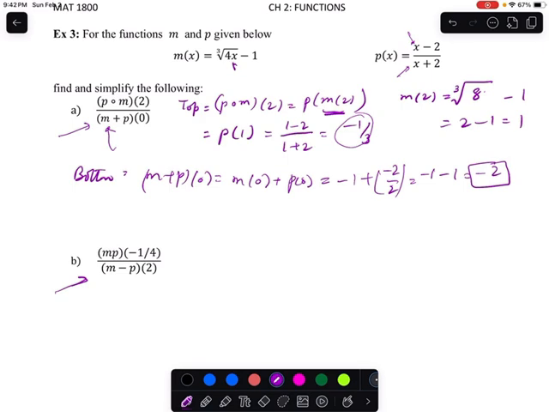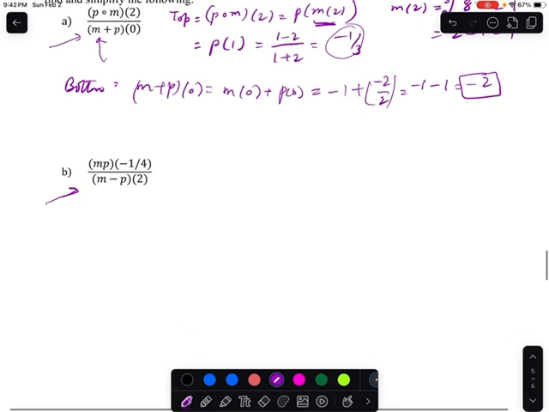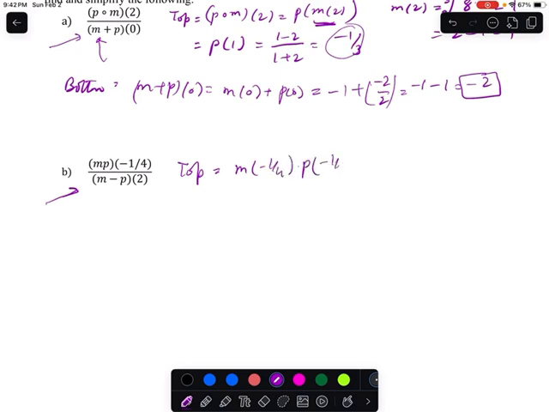So you got the idea. I think you should be able to do the next one. So similarly, again we have a top and a bottom. We start with the top. So it will be M of negative 1/4 times P of negative 1/4. What is M of negative 1/4?